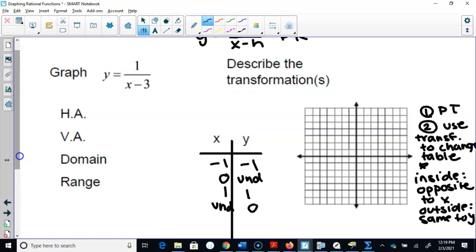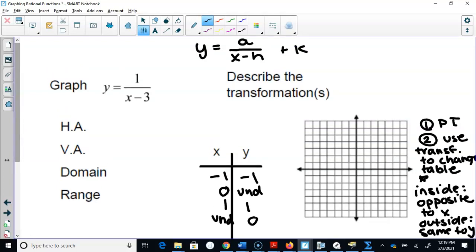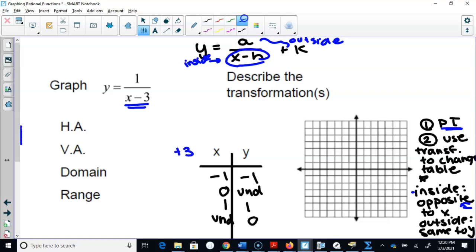Now, ladies and gentlemen, this looks a little different because we don't have an inside. There's no grouping symbol. So what is the inside? Whatever's happening in the denominator is considered the inside in our function. Anything else is on the outside of our function. So we have our table. Step 1, we got our parent table written down. Step 2, we're going to use transformations to change this table. Is there anything going on in the inside? The inside is that denominator right here, x minus 3. So we are going to do the opposite to x. That means we're going to add 3 to all of our x values.